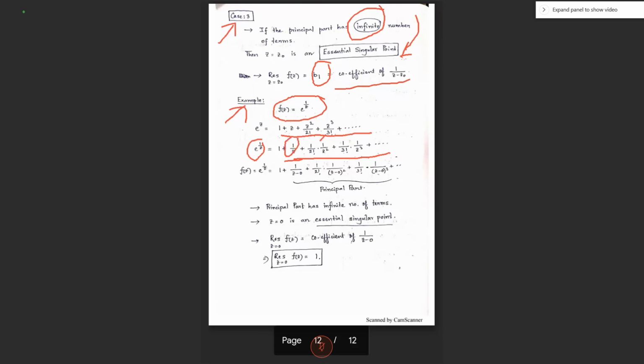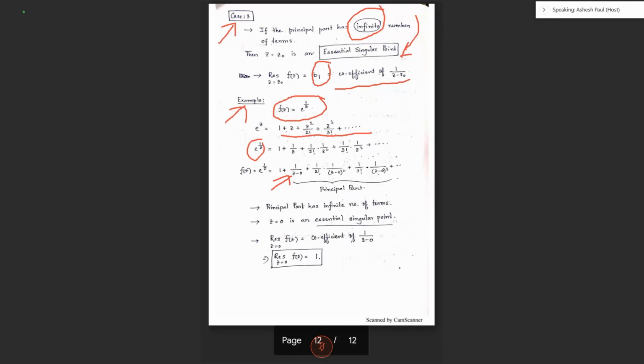Here z minus 0 is in the denominator. This z minus 0 in the denominator has an infinite number of terms, so the principal part has an infinite number of terms. So z equal to 0 is an essential singular point.